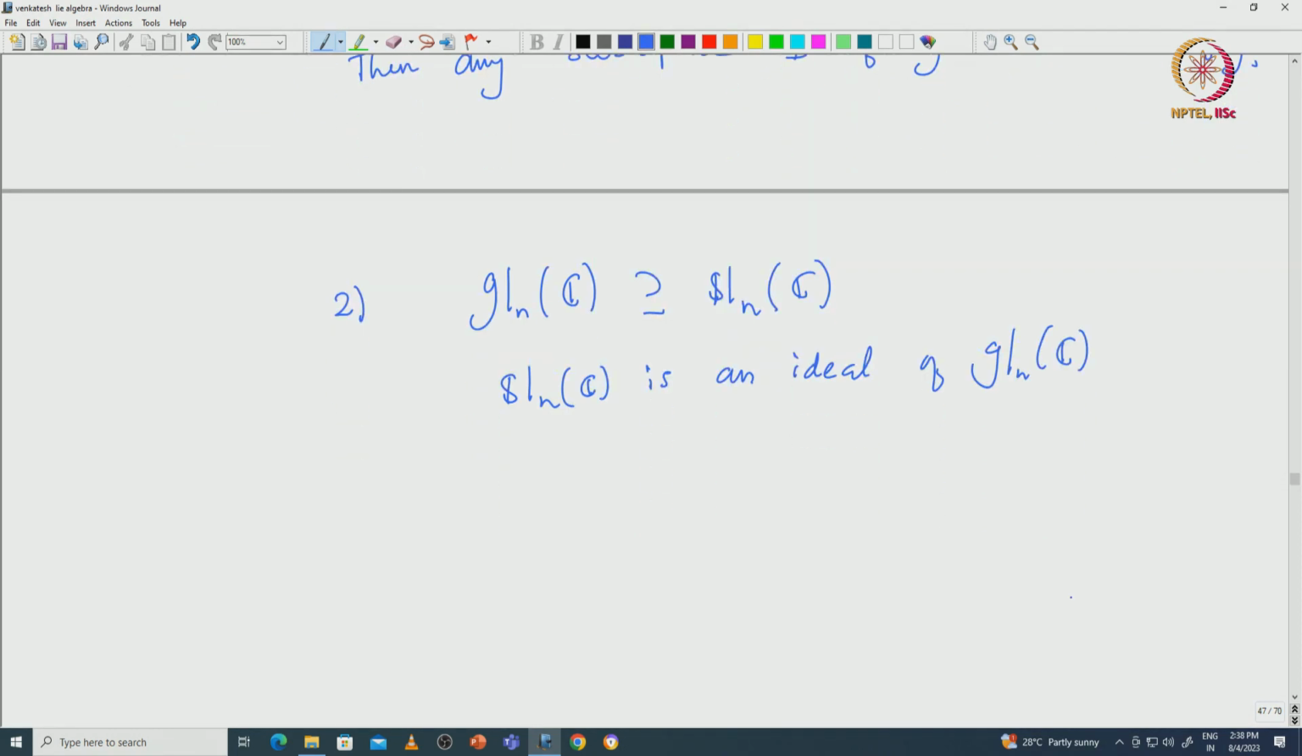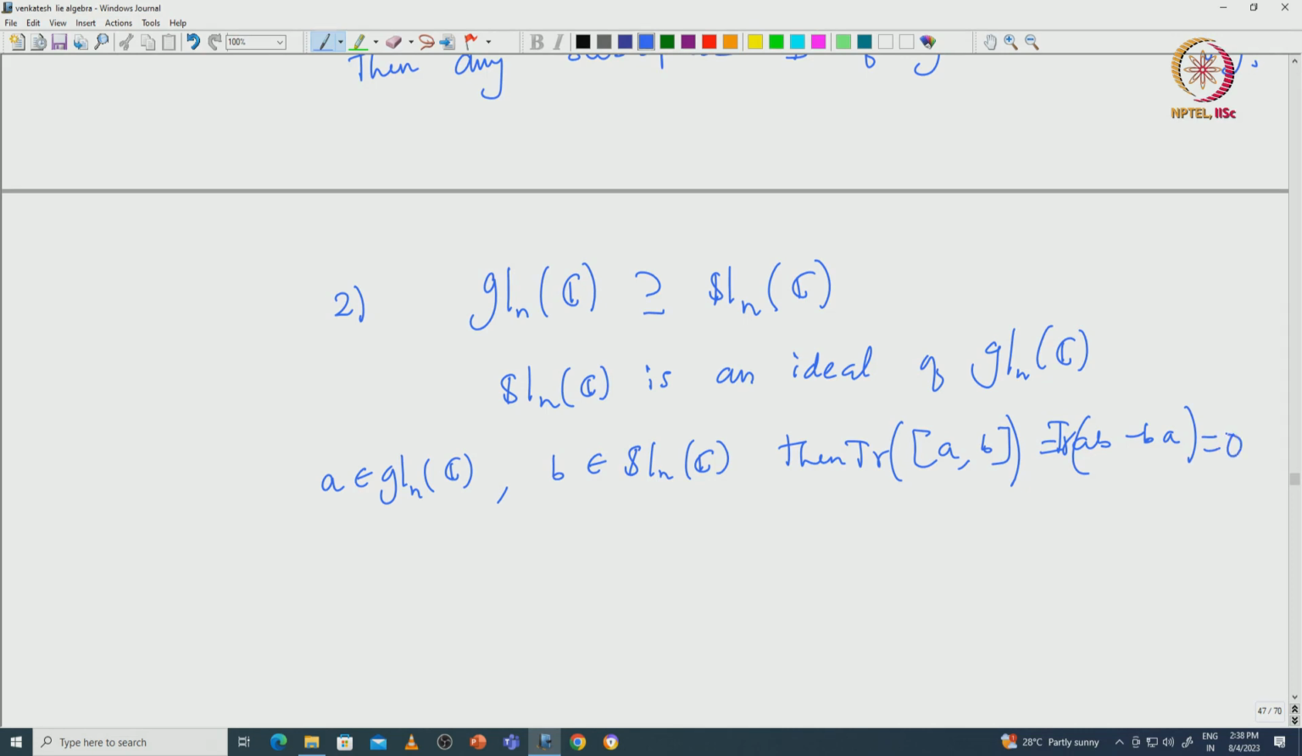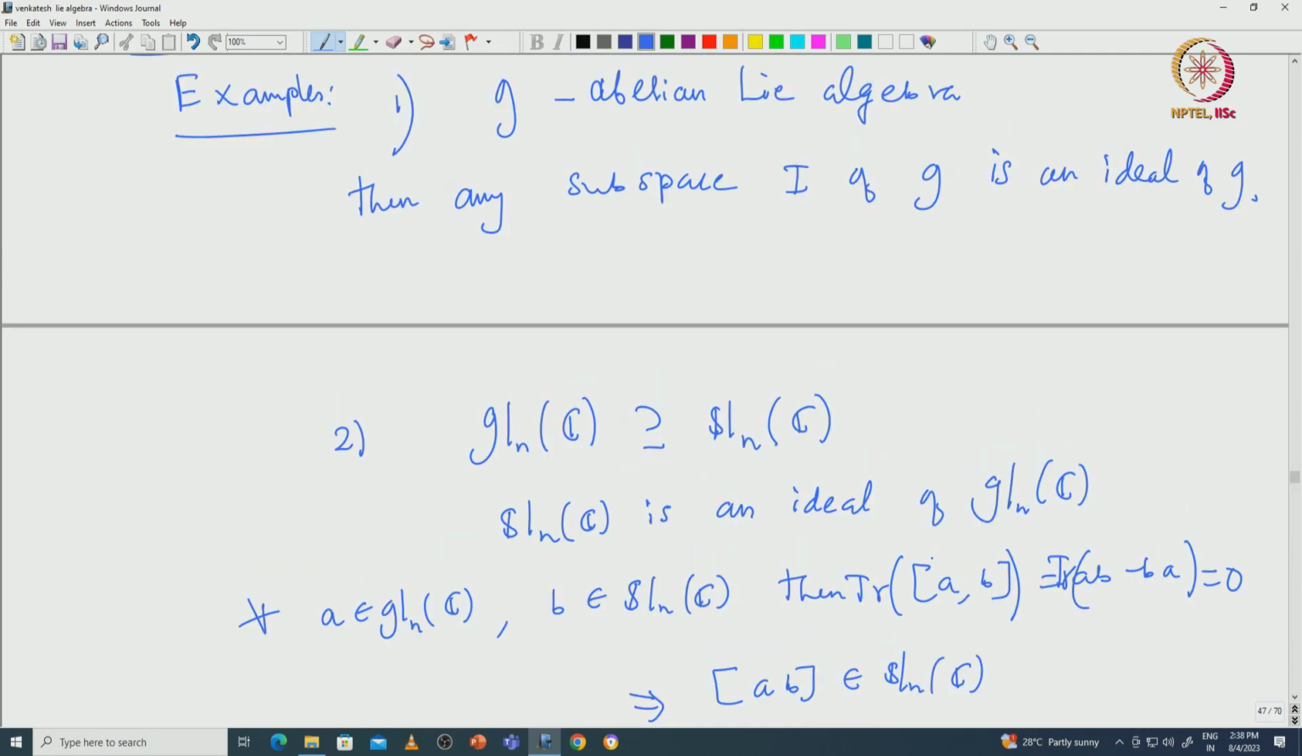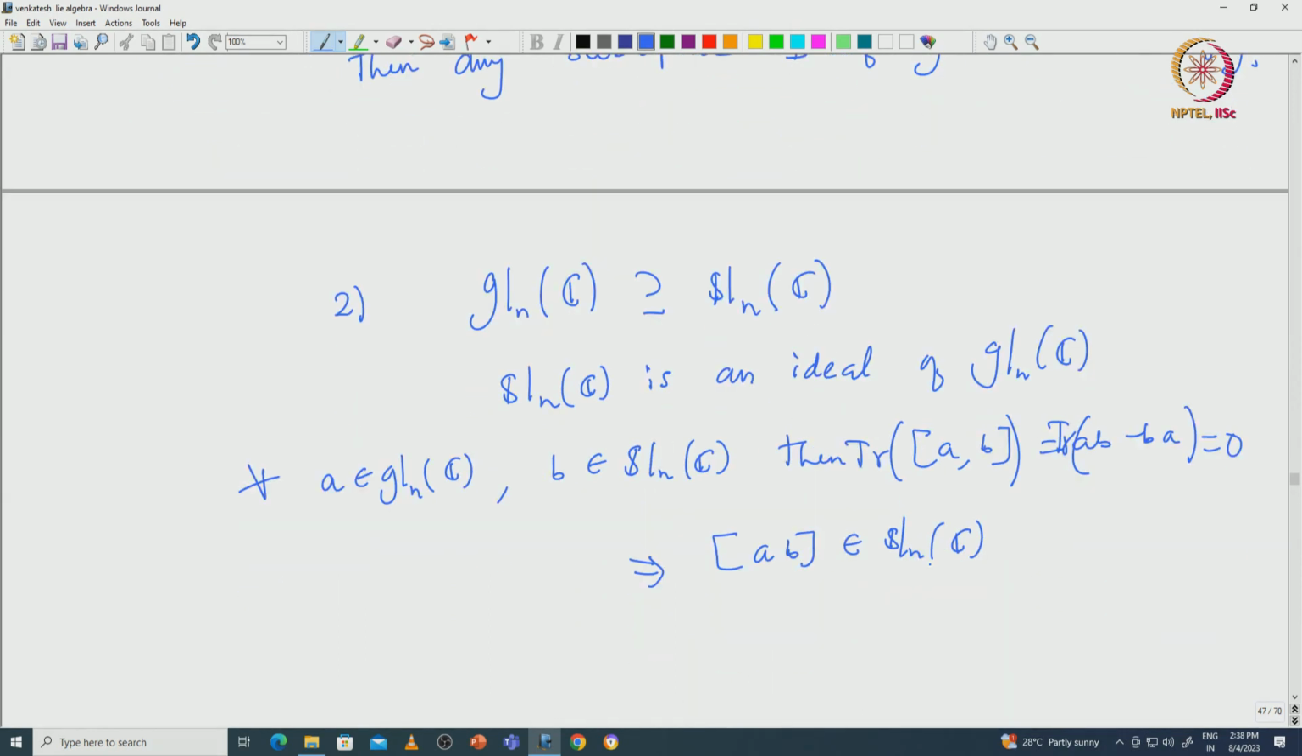Why is this true? Suppose you start with some matrix A in GL_n(C) and some matrix B in SL_n(C). What will happen to the commutator? The commutator is nothing but AB minus BA. If you compute the trace of the commutator, that will be the trace of AB minus BA, which will be 0. So that implies for any A in GL_n(C) and B in SL_n(C), the bracket [A,B] always lies inside SL_n(C). So the property star is satisfied, and SL_n(C) is an ideal.